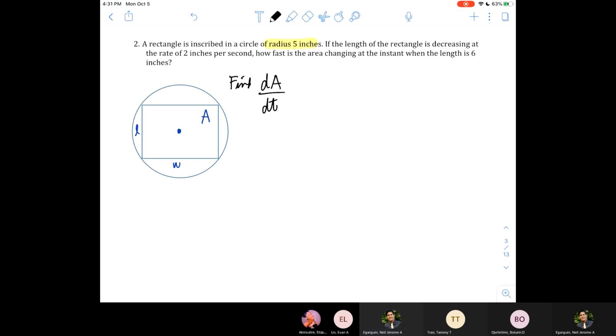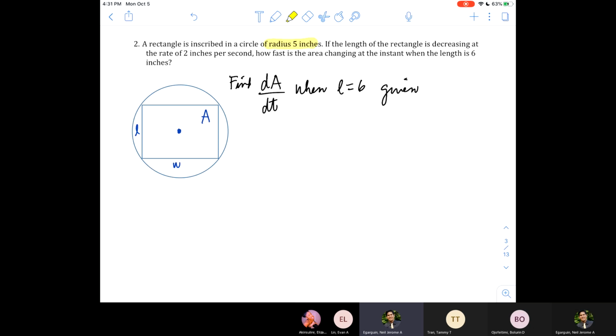All right. At what particular moment? When the length is exactly 6 inches. So we need to find dA over dt at the moment when the length is equal to 6. Given what information? Well, let's reread the problem and see what the given information is. The first sentence talks about the radius, but that's for the circle, so I don't see the use of it right now. So maybe later we'll go back to that.